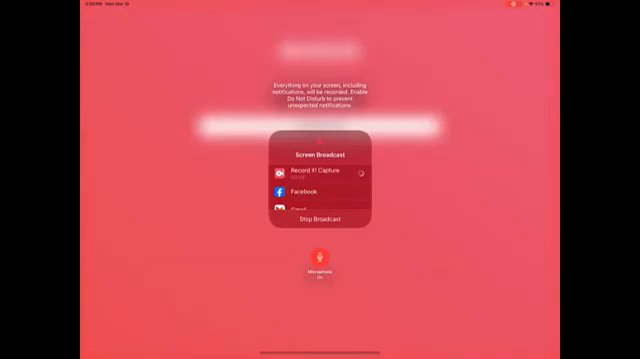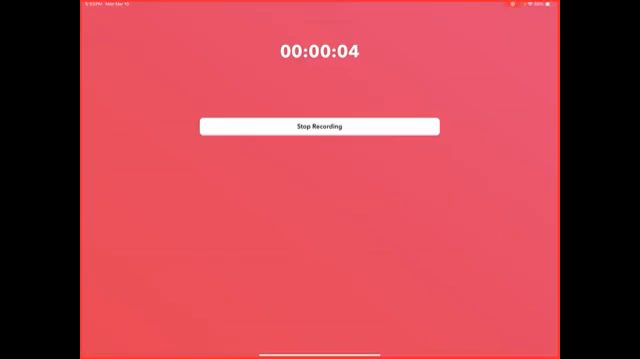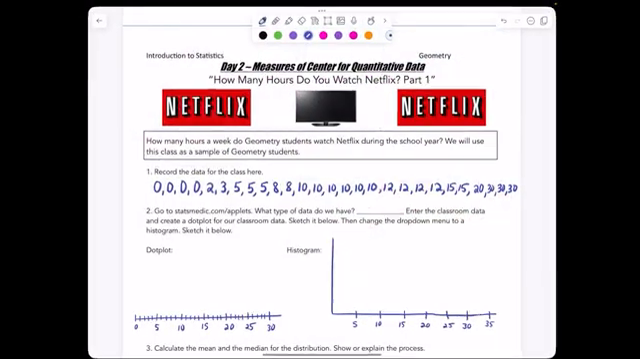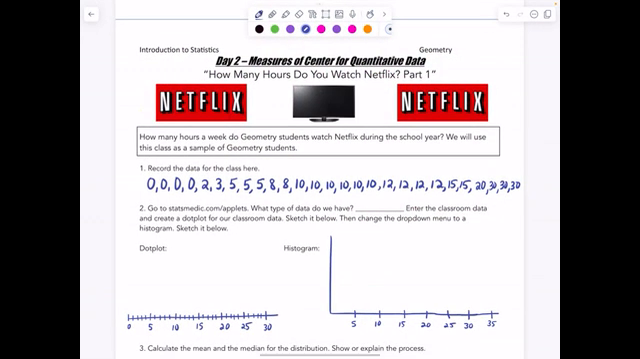So on day 2, quantitative data and measures of center. Yesterday we talked about categorical data, so we're going to talk about quantitative data today. Quantitative data is basically, think of the word measurable. If you can attach a number to a concept like height, weight, age, then it's considered quantitative data.